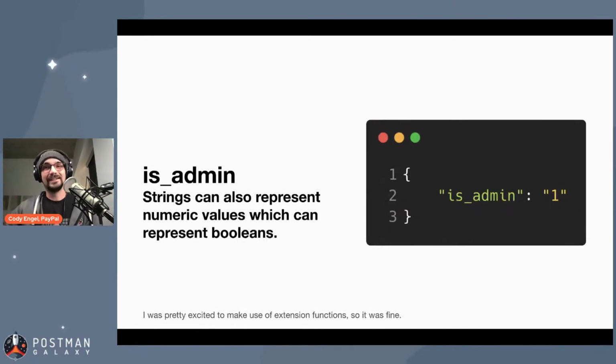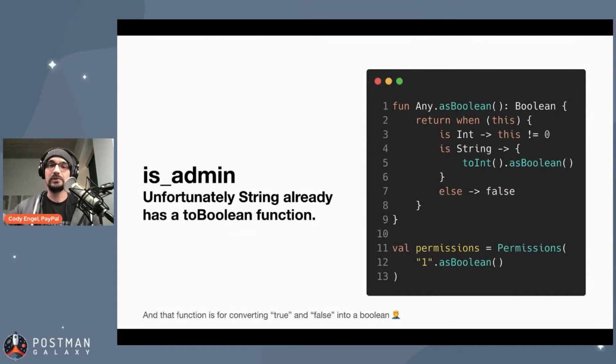The next example, and kind of where this API got a little bit wonky, is it could also return string values. And the string values that it would return are numeric values. And so we have isAdmin is equal to the number 1 as a string. And so this isn't great, but I was pretty excited to be able to use extension functions even more. And so the solution ended up changing a little bit.